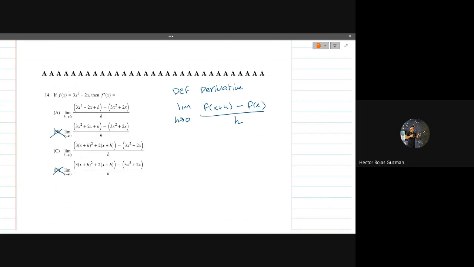Now the next thing you need to know is that you're going to take the x plus h and you're going to plug it into f, right? We're not multiplying f by x times h. We're substituting it in. So that would be 3 times (x plus h) squared plus 2 times (x plus h) minus f of x, which is, you know, your 3x squared plus 2x. But this is already enough for me to select my answer. My answer is C.